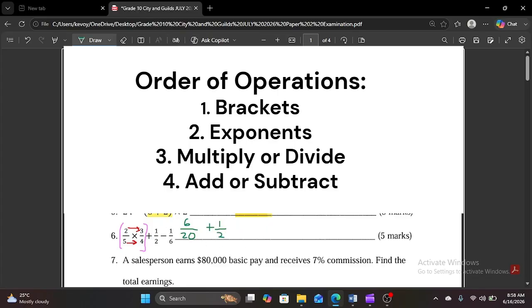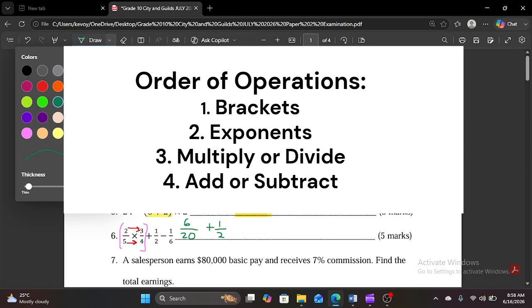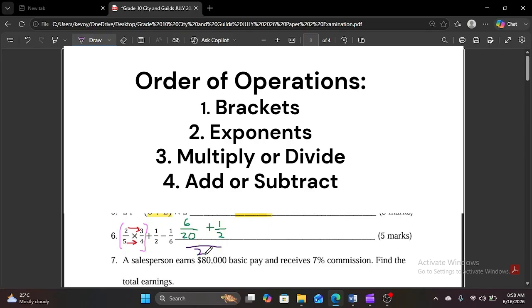All right, so the lowest common denominator between 20 and 2 is going to be 20, because I'd have to multiply 2 times 10 to get 20, while I have to multiply 20 times 1 in order to get 20. So anything I do to the bottom, I have to multiply to the top as well. So that's going to be 1 times 6, that's going to be 6, and I'm going to multiply the 1 times 10.